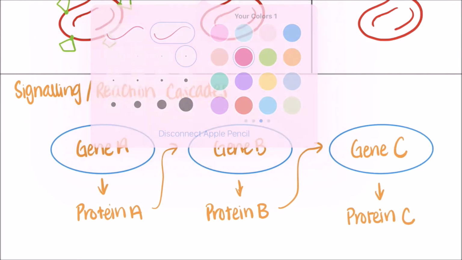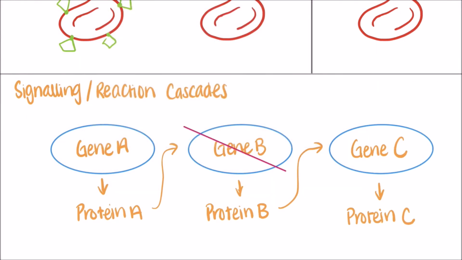If you happen to have a mutation in gene B such that protein B is not properly produced, it doesn't matter which form of gene C you inherit, because protein C will not be expressed even if you have gene C.